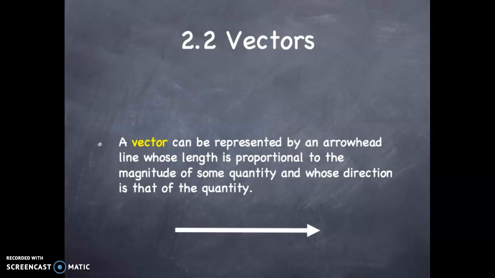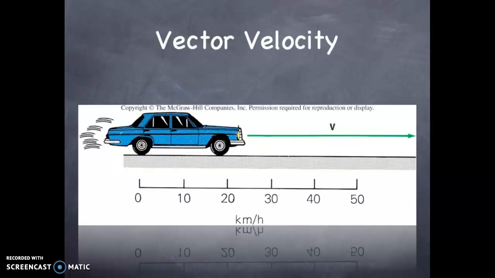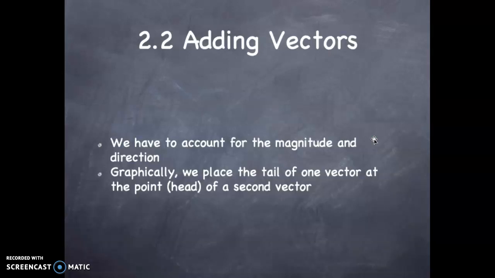A vector can be represented by an arrowhead line whose length is proportional to the magnitude of some quantity and whose direction is that of the quantity. So the arrowhead points in the direction that the vector is in. Here's an example of an automobile that is moving from left to right. It is shown to have an instantaneous velocity vector pointing in the same direction that the object is traveling in.